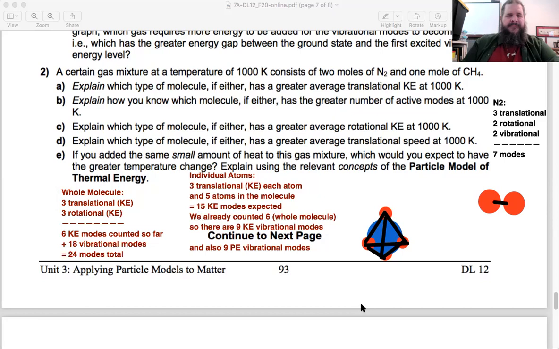And so if it was frozen out, it would only be 6. In fact, it might even be only 3. If you're at very low temperatures, the vibrational modes and rotational modes will all be frozen out. So you'd only have the 3 translational modes and that's it. At more medium temperatures, maybe about room temperature, we should expect the rotational modes to also be active. So we'd have 6 modes. And at very high temperatures, we'd have all 24 modes active.